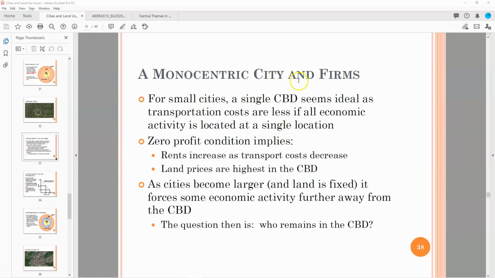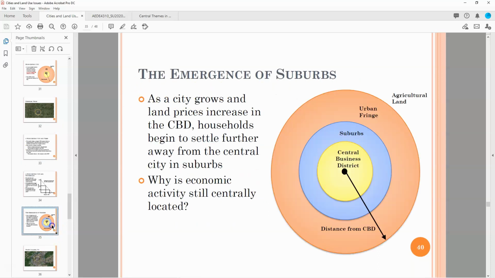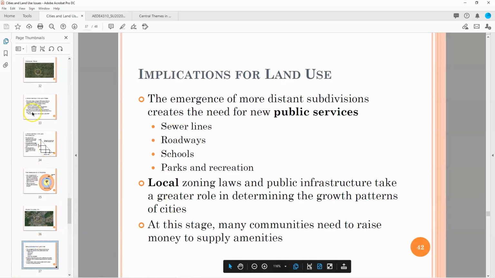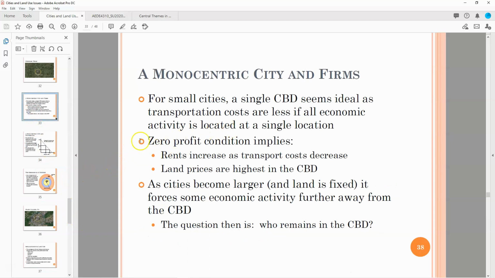Then we are going to talk about firms in a monocentric city. For small cities, as we mentioned before, there is only one CBD and it is enough. And there is a zero profit condition, which implies rents increase as transportation costs decrease, which also means rents increase as one is closer to the CBD, and the land prices are highest in the CBD, which can be shown in our first graph. And as cities become larger, it forces some economic activity further away from the CBD.